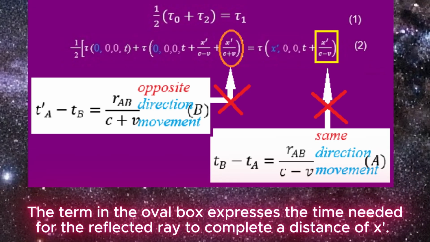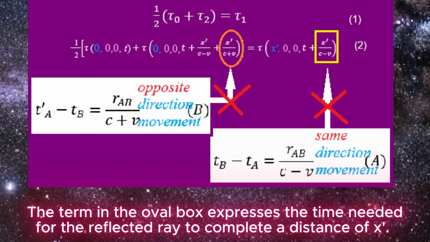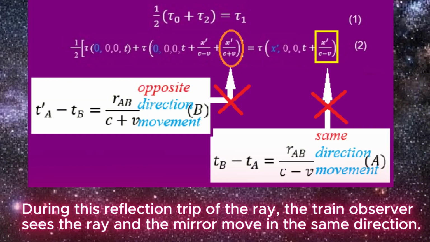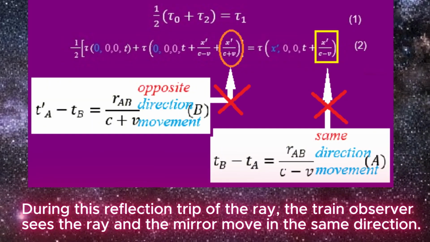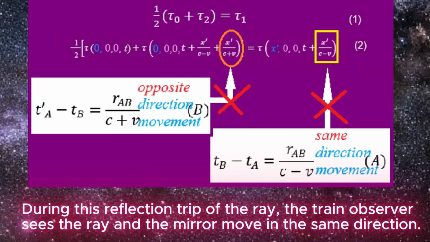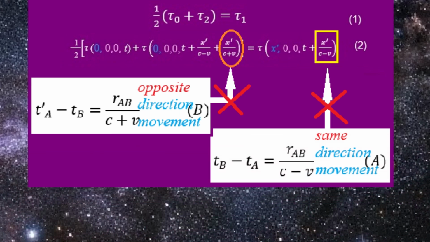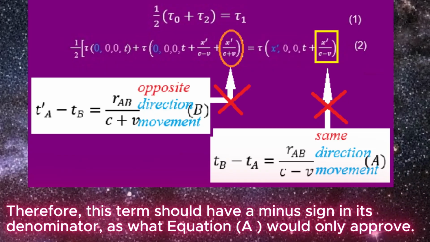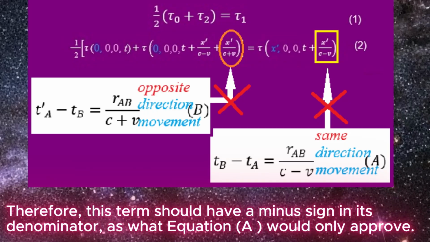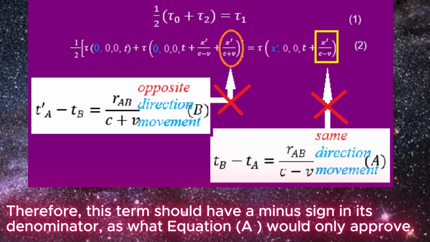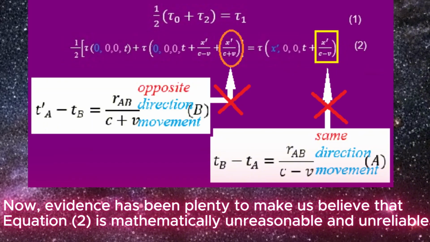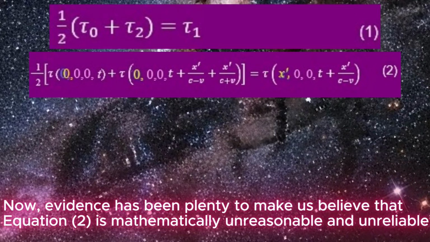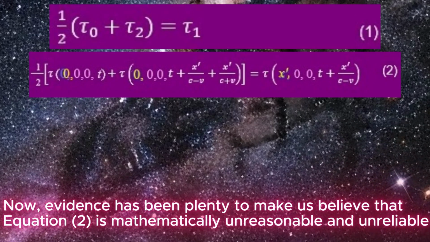The term in the oval box expresses the time needed for the reflected ray to complete a distance of x prime. During this reflection trip of the ray, the train observer sees the ray and the mirror move in the same direction. Therefore, this term should have a minus sign in its denominator, as what equation A would only approve. Now, evidence has been plenty to make us believe that equation 2 is mathematically unreasonable and unreliable.